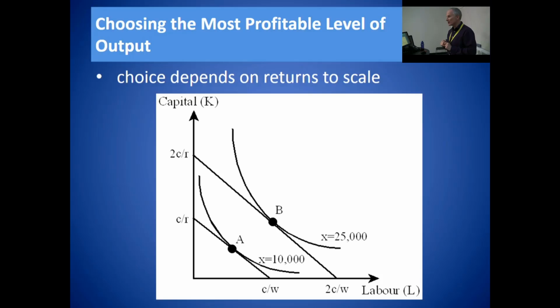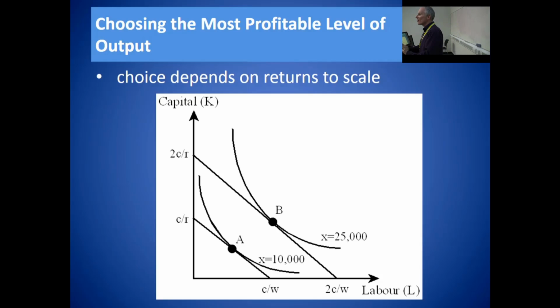Now what the firm does is double everything. Rather than employing 1 unit of labour, it now employs 2. Rather than employing 1 unit of capital, it now employs 2 units. So it absolutely doubles everything. Whatever it might have done before at point A, it doubles everything. What's going to happen to its costs?